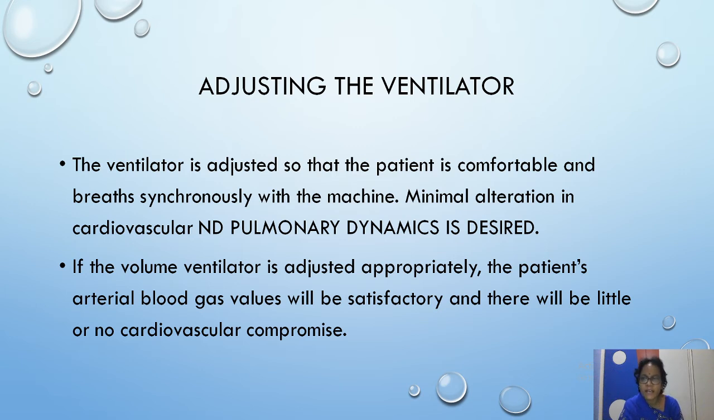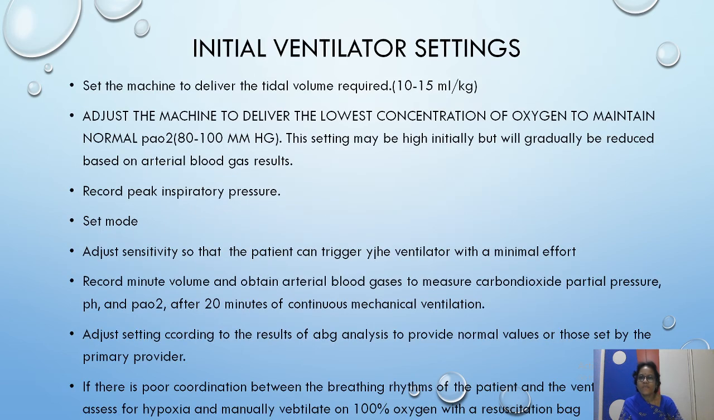If the volume ventilator is adjusted appropriately, the patient's arterial blood gas values will be satisfactory and there will be little or no cardiovascular compromise. Next, initial ventilator settings. As nurses, we have to know how the ventilator settings must be initially. We have to set the machine to deliver the tidal volume required. Approximately 10 to 15 ml per kg, this is the normal tidal volume. We have to set the machine so that it provides this tidal volume.